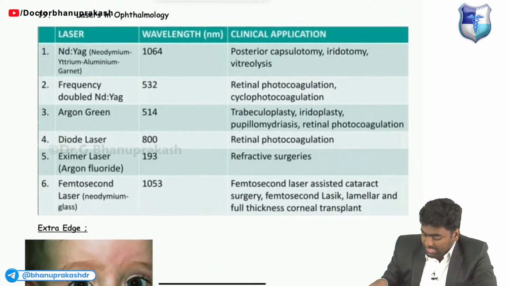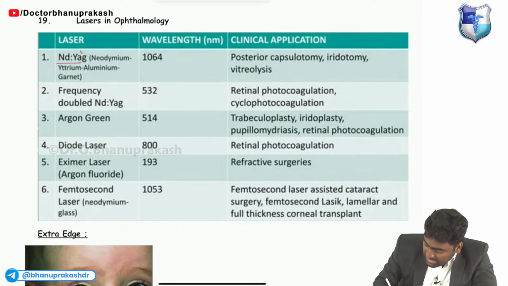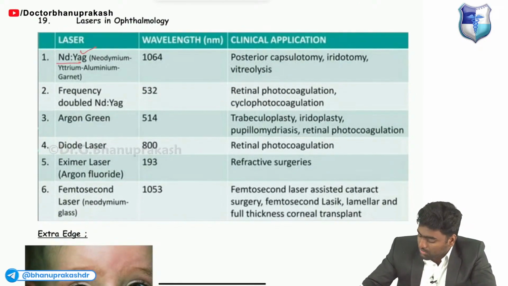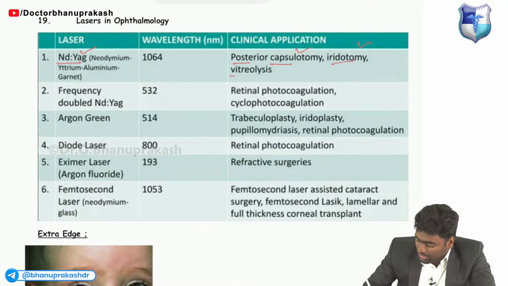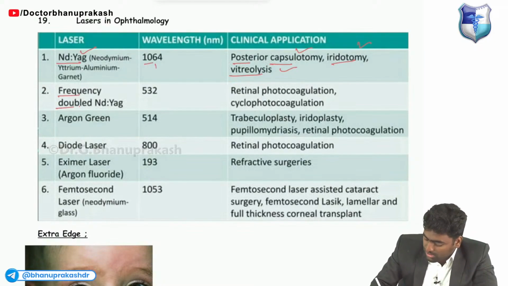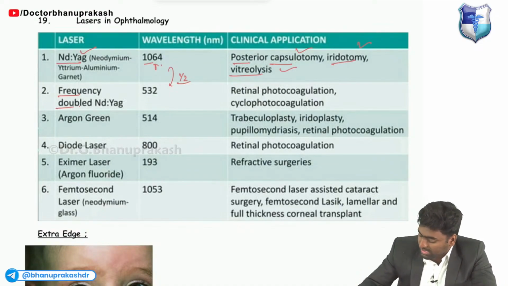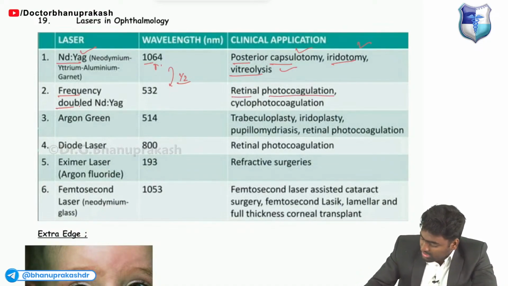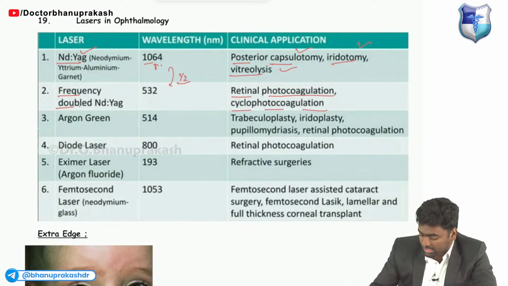Next we'll move on to the lasers of ophthalmology. We already saw the Nd:YAG laser, which we use for posterior capsulotomy, iridotomy, and vitreolysis. Whereas we use the double frequency Nd:YAG, where the frequency is 1064 nm here and this is half of that, in a case of retinal photocoagulation and cyclophotocoagulation.